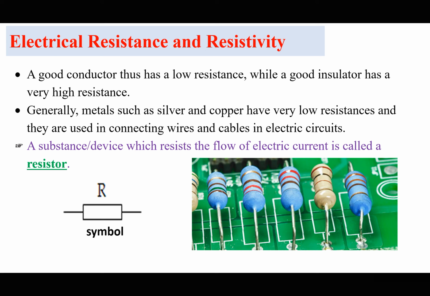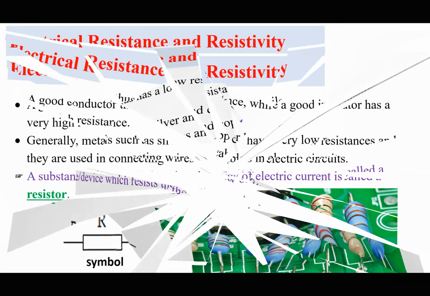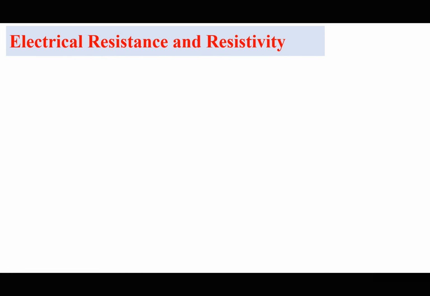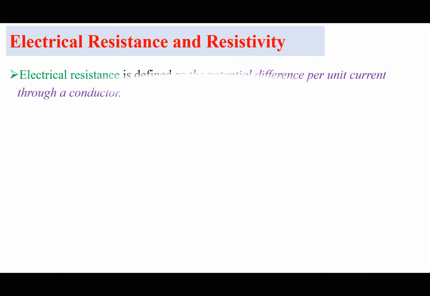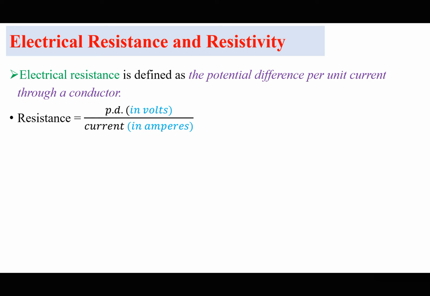What is the relationship between resistance and potential difference? Because we saw that the current flowing through a device depends on two factors, the potential difference across the device and the resistance. So what is the relationship between those two? So electrical resistance is going to be defined as the potential difference per unit current through a conductor. That is, we shall define resistance as PD divided by current.